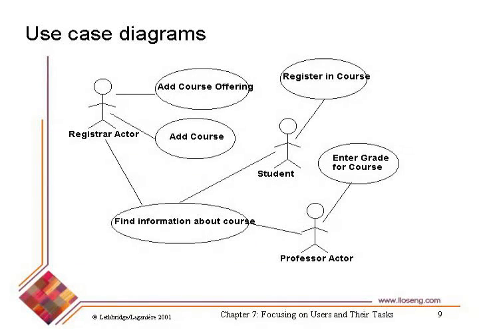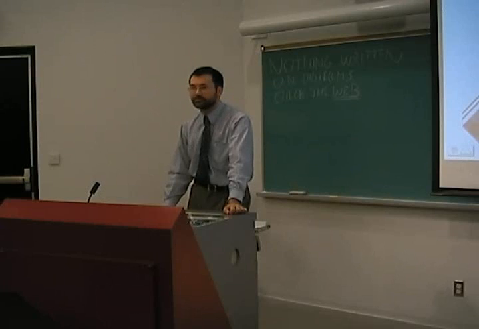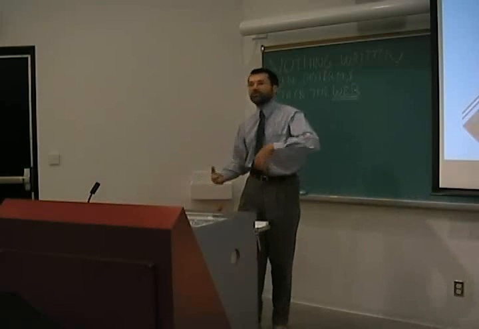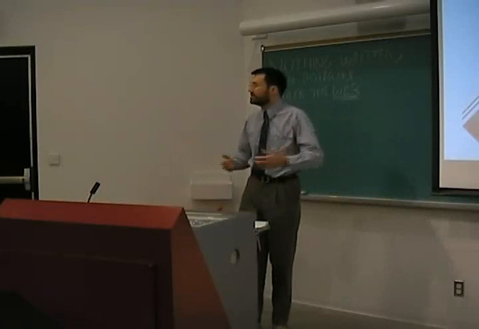Okay, so in this case we're saying that the registrar actor, we don't actually have to use the word actor every time, but I'm emphasizing that here, the registrar can add course offerings, add courses, and find information about a course. The student can register in a course or find information about it, and the professor can enter a grade and find information about a course. Okay, so different things doable by different types of actors. Presumably there's some kind of login, and the system knows what kinds of logins correspond to what kind of permissions to do these various things. Okay?